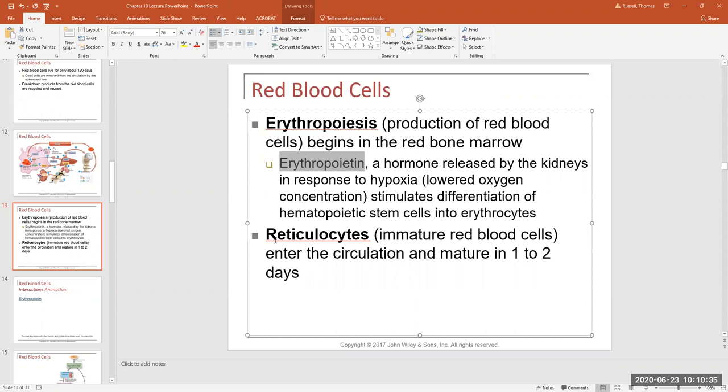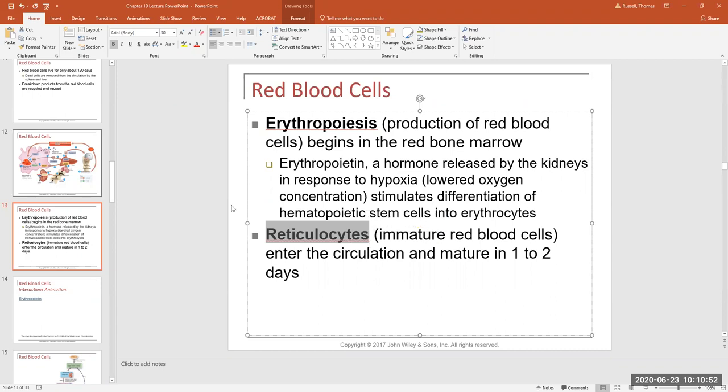Before we do that, let me define what a reticulocyte is. A reticulocyte is an immature red blood cell that's shaped like a ball. We actually call it a spheroid. It's shaped like a sphere.